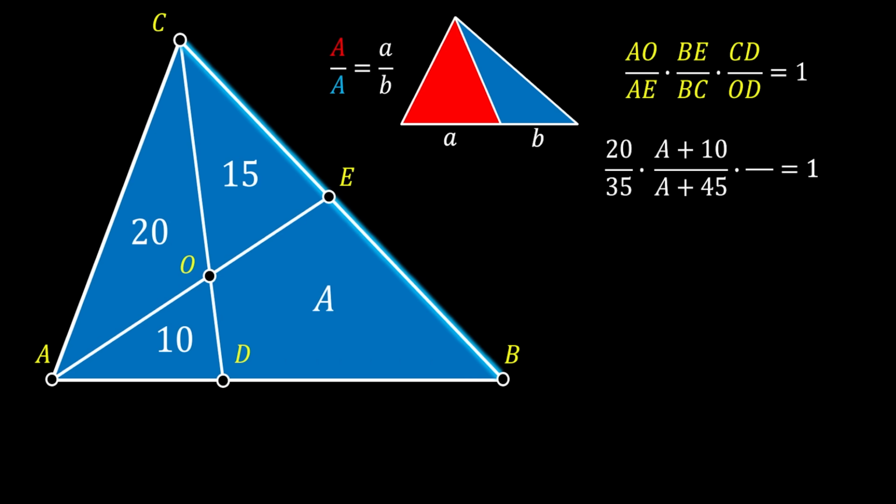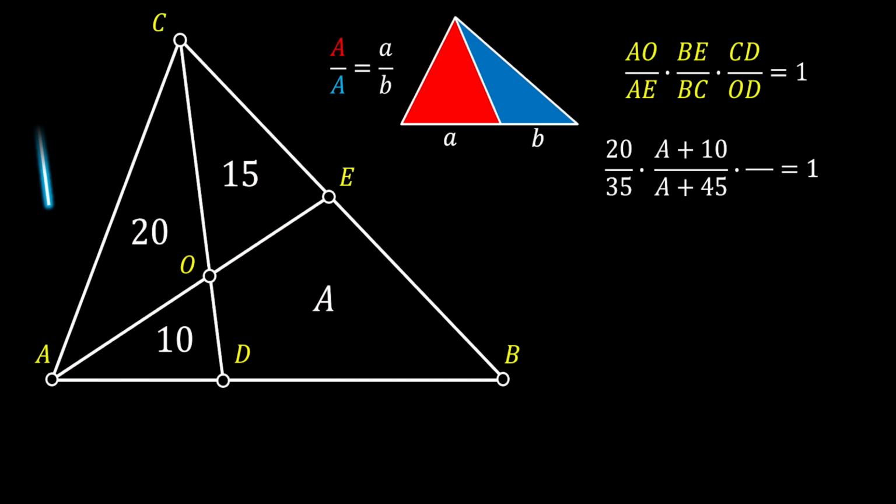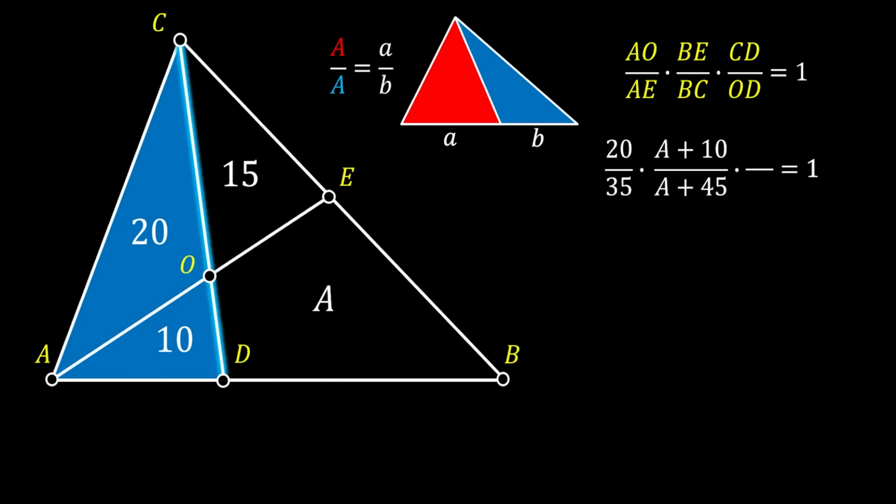Those two triangles again share the same height, so we can use those areas. Now finally, let's take a look at the line CD. You can see that this line is the base of this blue triangle ADC with the overall area of 30, so we're going to substitute this value.